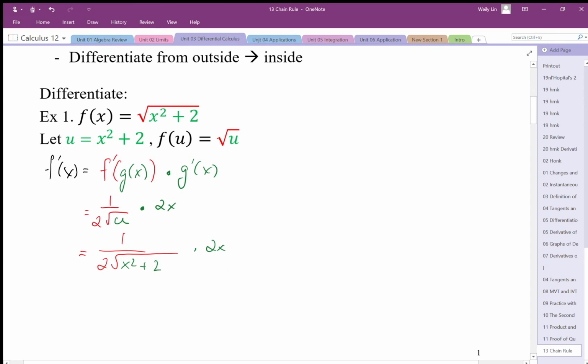And then from there, I can just simplify this, and I end up with the 2's canceling out, so I end up with x over square root x squared plus 2, and that represents the change in the outside function with respect to the change in x.